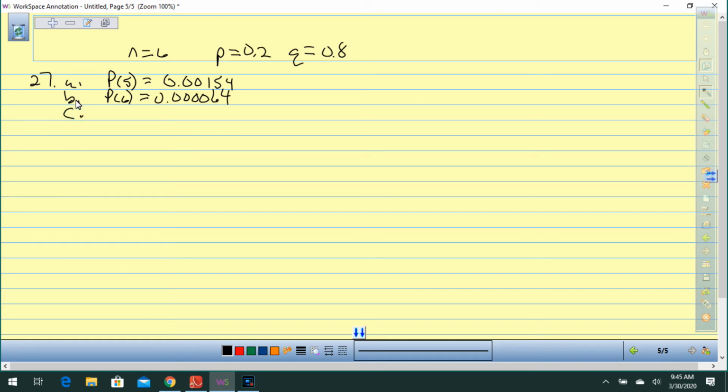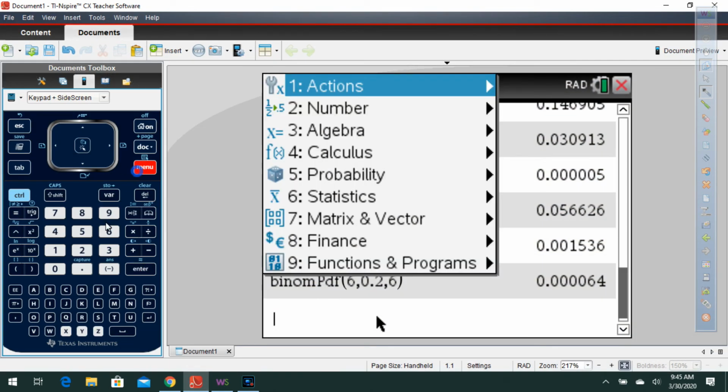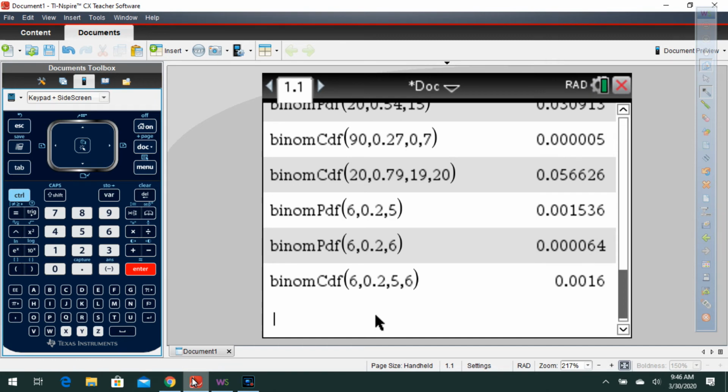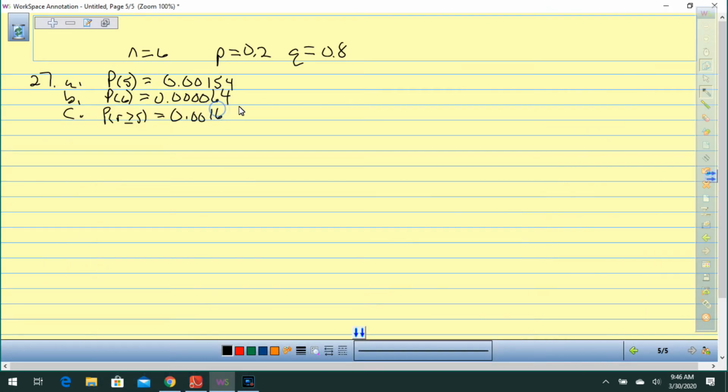C. What is the probability that at least 5 of the selected adults believe in reincarnation? So what is the probability that R is greater than or equal to 5? That's going to be those two added together. Let's just do it this way. It's easier. Menu 6, 5, B, 6, 0.2, 5, 6, 0.0016. All right.